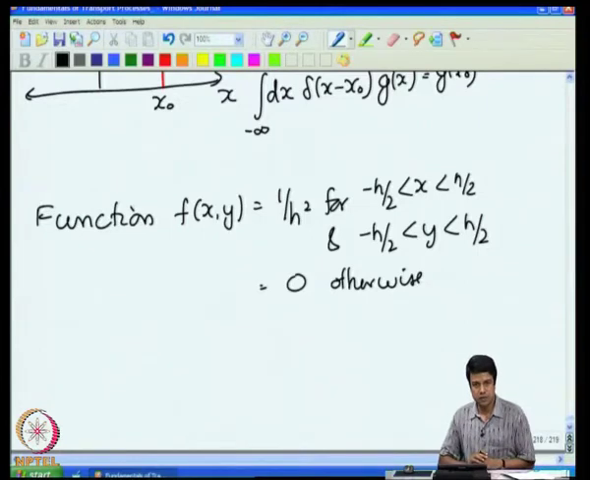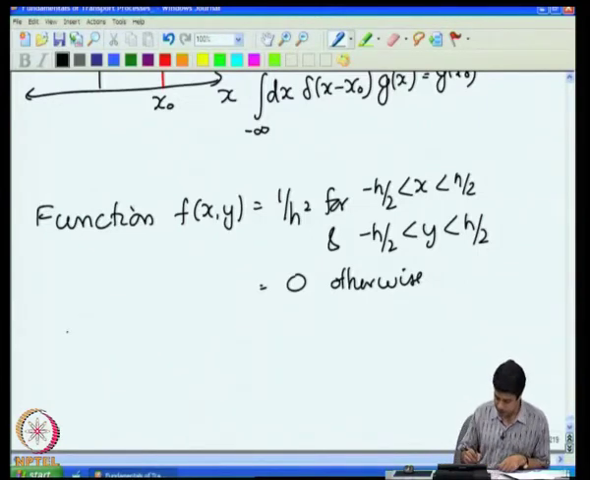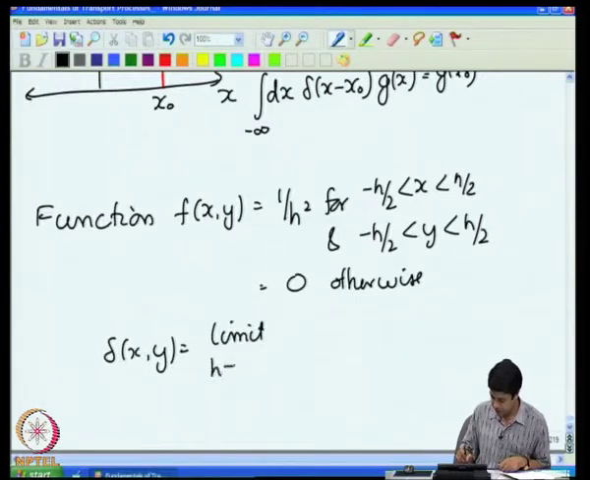This is a 2-dimensional delta function, and in the limit h goes to 0, delta of x y is equal to the limit h going to 0 of f of x y.